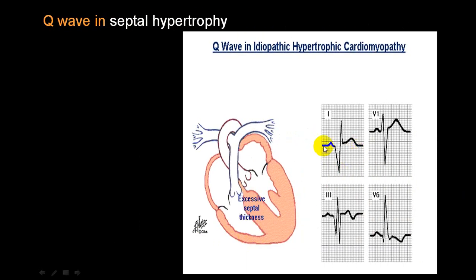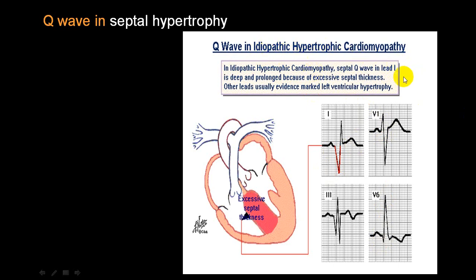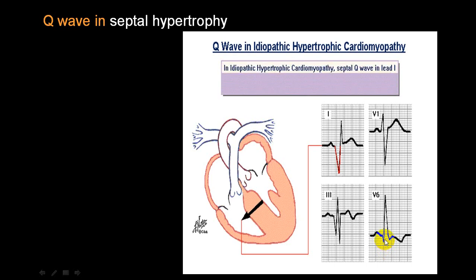Again, you can see here there is a very deep Q wave in lead 1 and lead 3. You can see here there is no Q wave at all in V1, and there is a small Q wave in V6. Such things will happen very classically in case of idiopathic hypertrophic cardiomyopathy. So in idiopathic hypertrophic cardiomyopathy, lead 1 will have a very deep Q wave, and lead 3 can also have a deep Q wave. But the Q wave seen in V5, V6 will be very small, while it will be markedly prominent in lead 1.